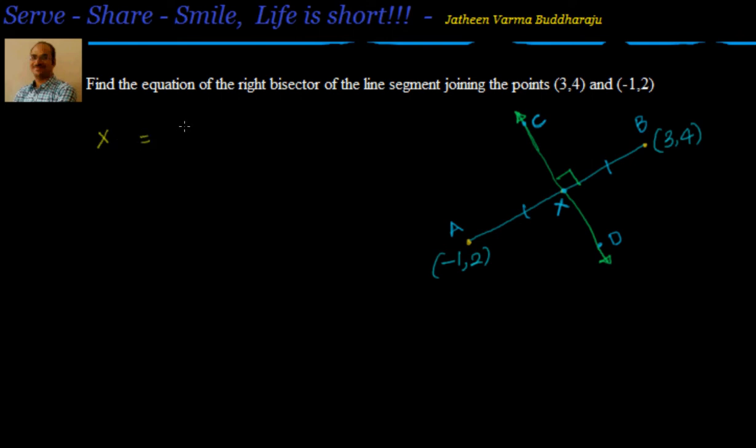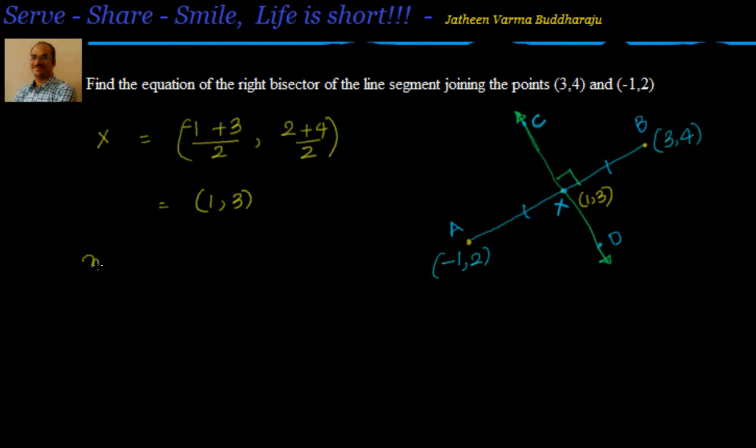That's equal to (-1 plus 3) by 2, comma (2 plus 4) by 2, that's equal to 1, 3. So the coordinates of X we have found are 1, 3. We know that right bisector means it will divide the line segment into 2 equal parts. Not only that, it will be perpendicular to the line segment AB.